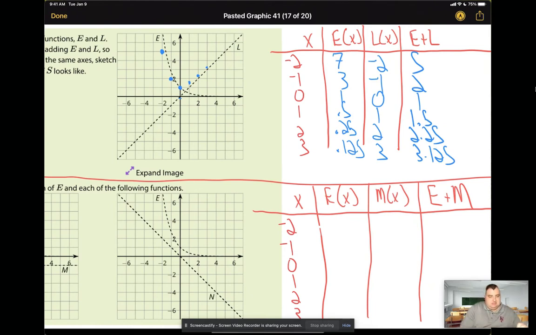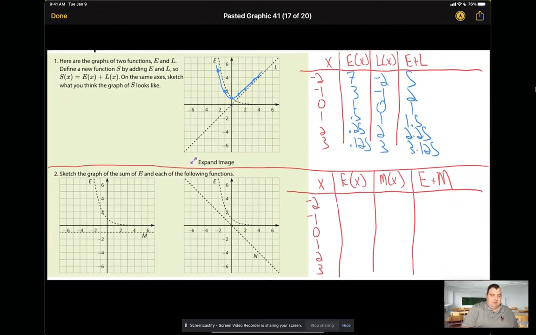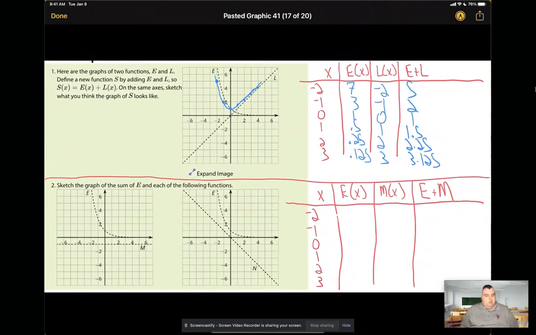Okay, so the sketch, it's going to be some sort of curve that's going to look something like this. Okay, so that is the sketch of what the graph might look like. That's all we're doing, okay?